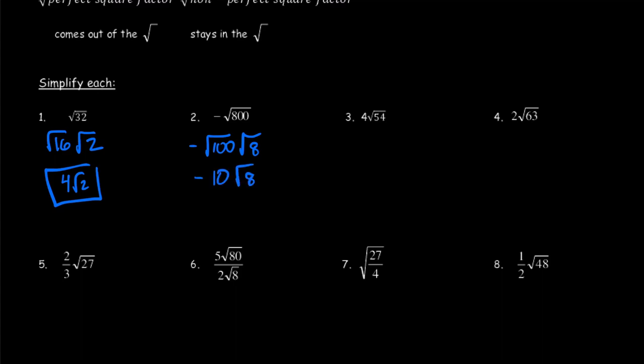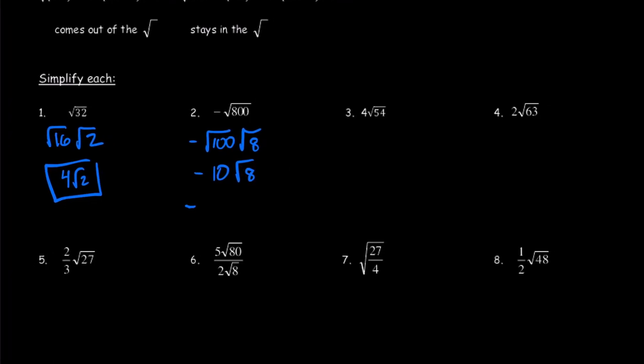But because this number was so large, there's a chance that this is not the largest perfect square that goes in. So now let's take a look at this. Oh, square root 8. I know that's the same thing as 4 times 2. So let's break this up one more time. Negative 10, square root 4, square root 2. And now the square root of 4 just becomes a 2. So I'm left with negative 10 times 2 square root 2. So that'd be negative 20 square root 2.